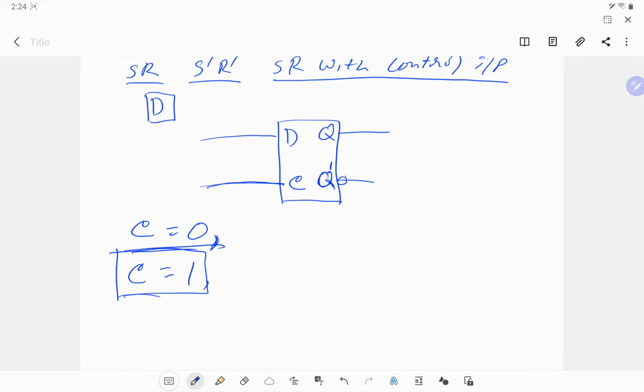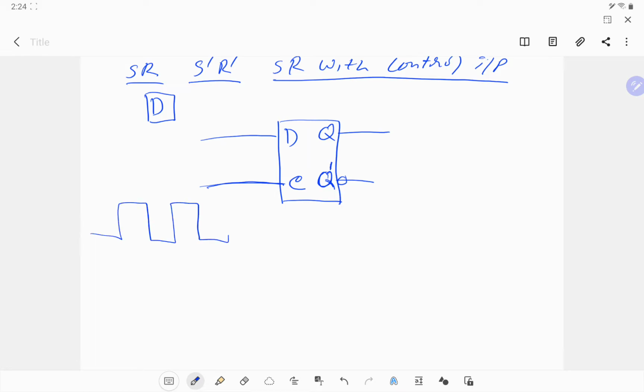Now if we want to control this device by using an input pulse, let's consider this is the pulse that we apply in the control input. When this pulse is 0, the device is inactive, the device is not triggered. When the pulse is 1, the device is triggered. Again 0, not triggered, 1. So now my question is, how many times is the device triggered?